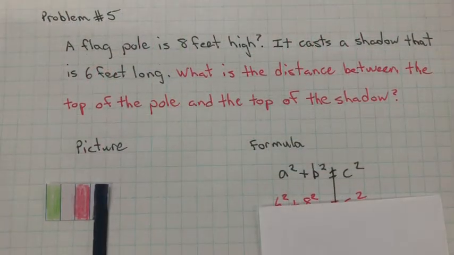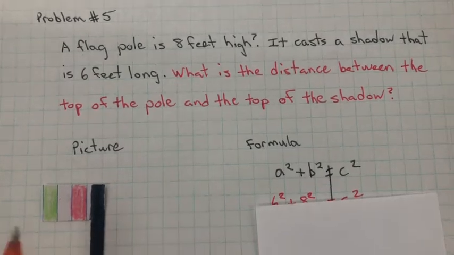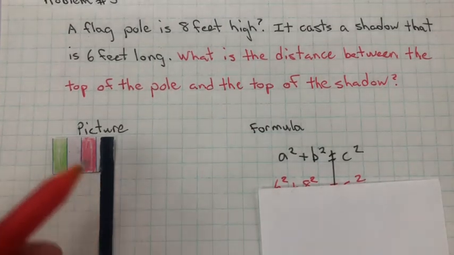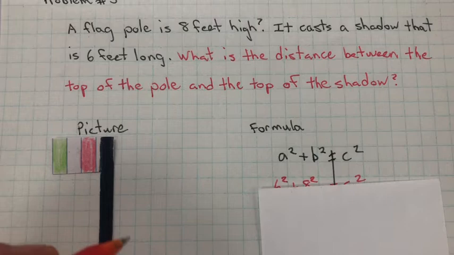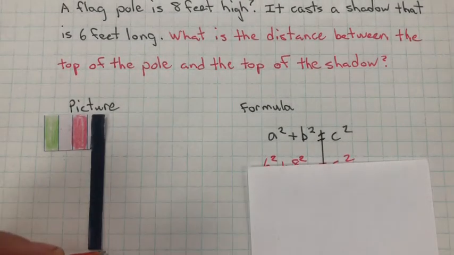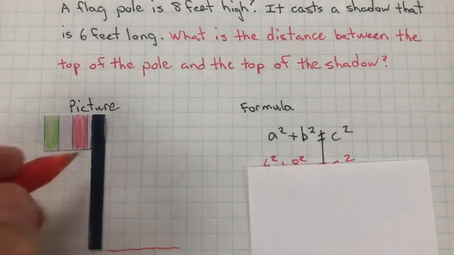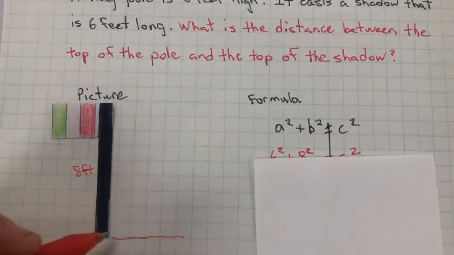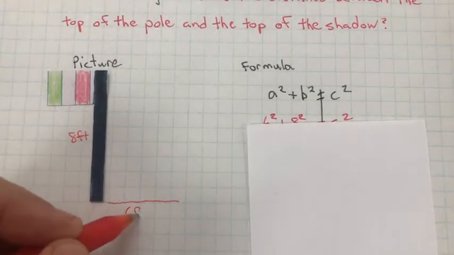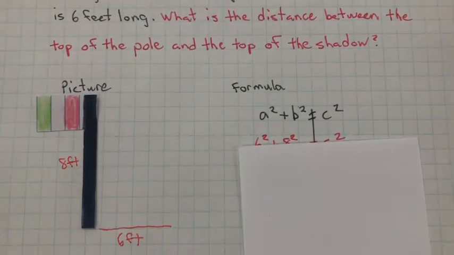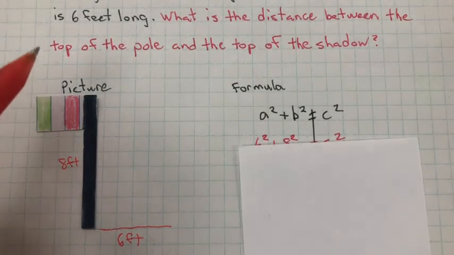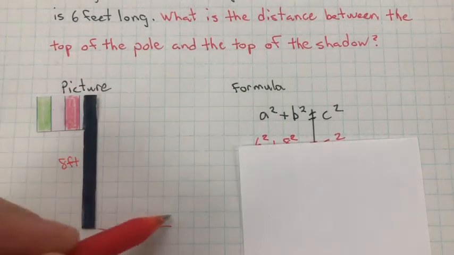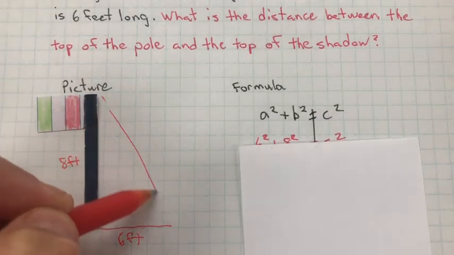Problem 5. A flagpole is 8 feet high. So here is our flagpole, and we know that this is going to be 8 feet high. It casts a shadow that is 6 feet long. So here is the shadow, and we know that it's going to be 8 feet tall and a 6-foot shadow. And what we're trying to do is find out what is the distance between the top of the flagpole and the top of the shadow. So here's where the shadow reaches. So we want to find this distance.